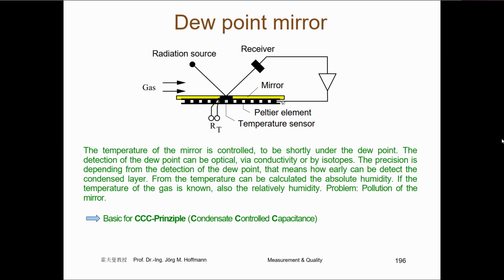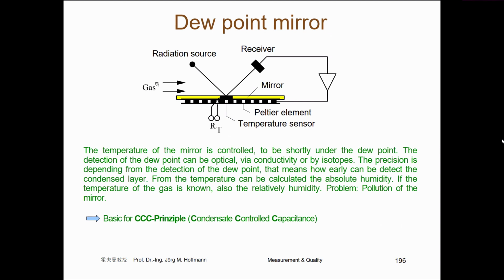you can have a mirror. You have a thermometer here, and you have a cooling element. The Peltier element is a cooling element. You can give a current to the Peltier element, and one side is cooling down, the other side is heating up. That means the temperature is transported, in this case, from the upper side to the underside.